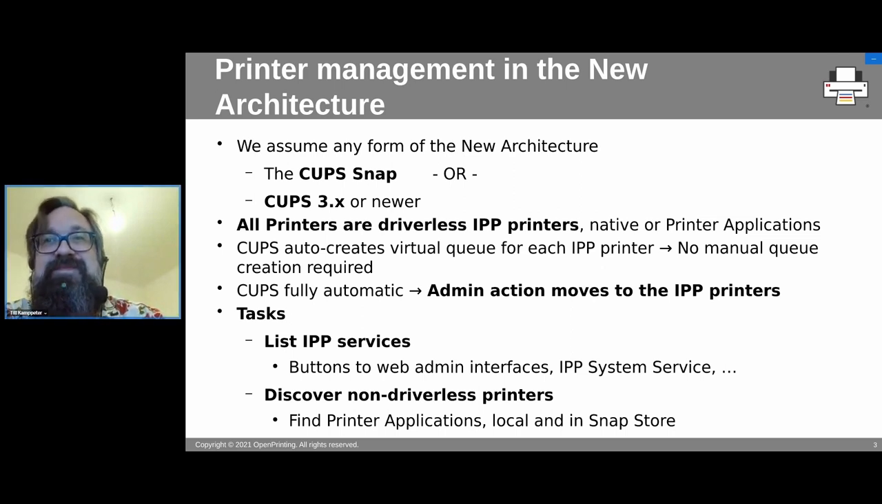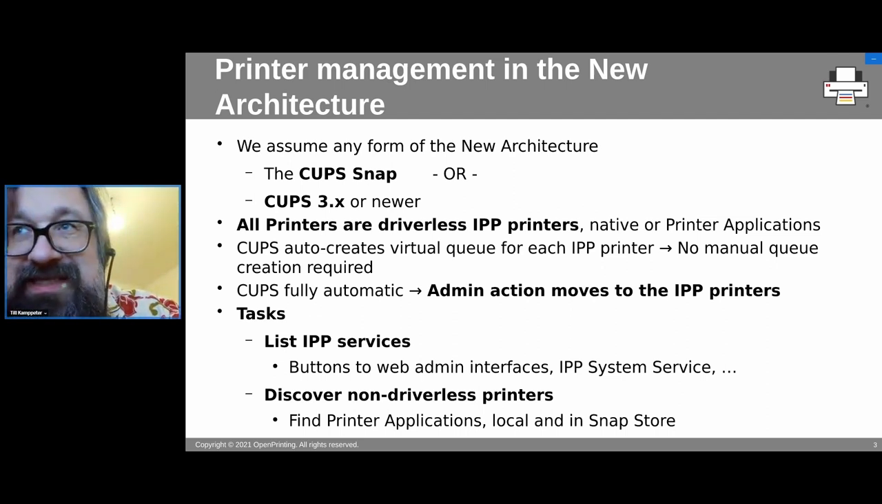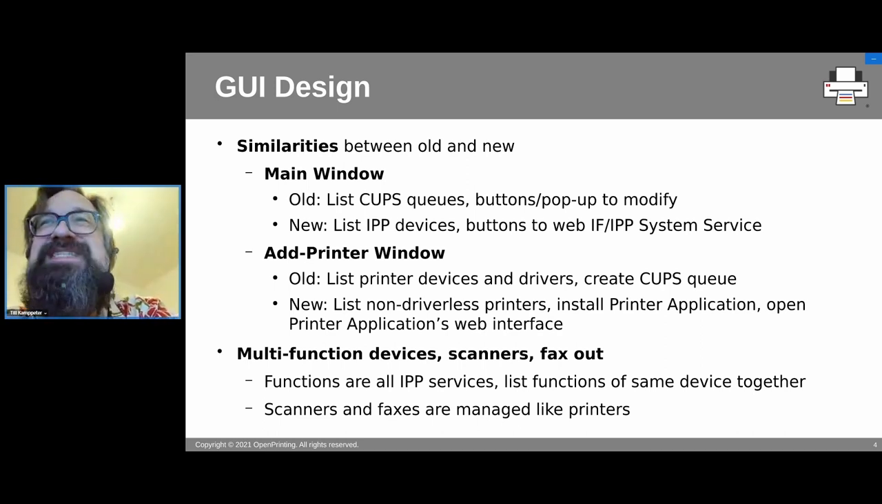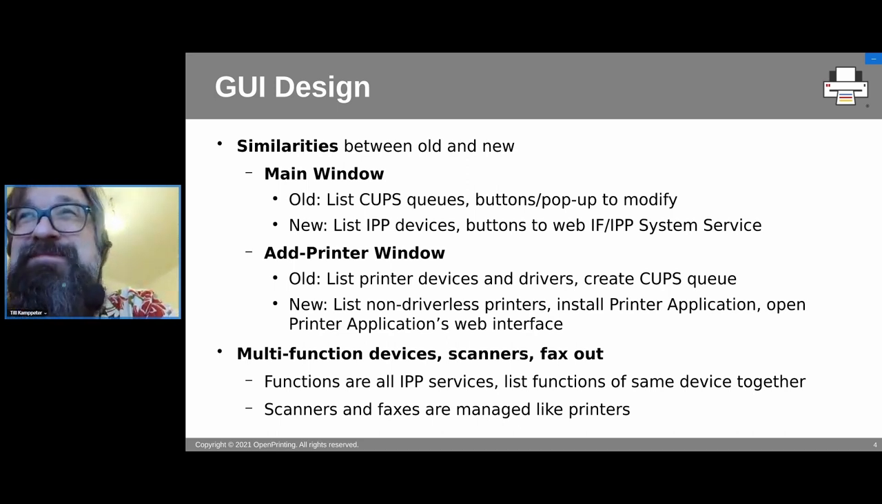So these are the things, and I will talk about the more details later. This was now only the basic idea of how the printer setup tool looks like. And now we come to the similarities. I've shown you how the old printer setup tool looks like and the new one. And in the old one, you all remember that you had the main window, which showed us the CUPS queues. This main window will in the future not show CUPS queues, but the IPP services.